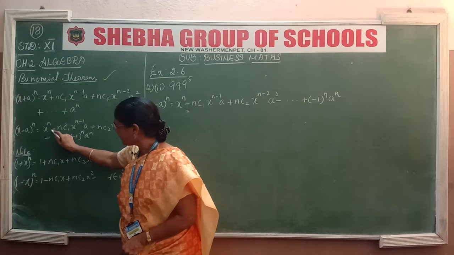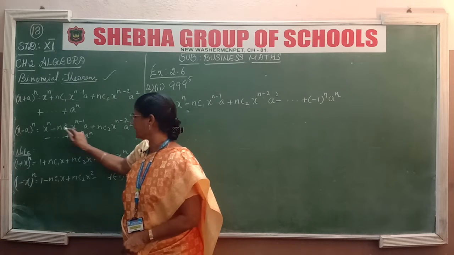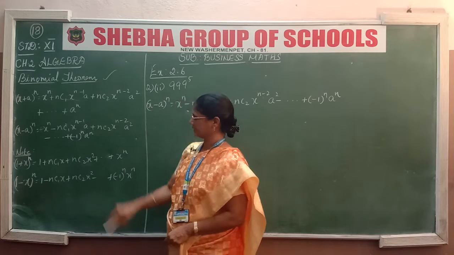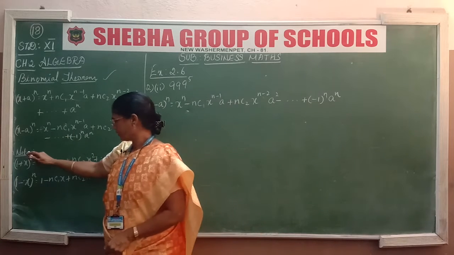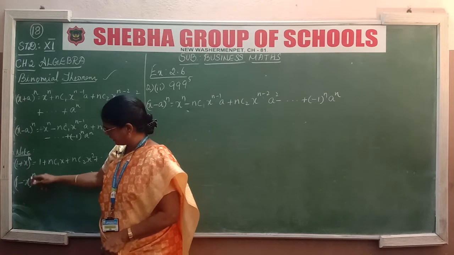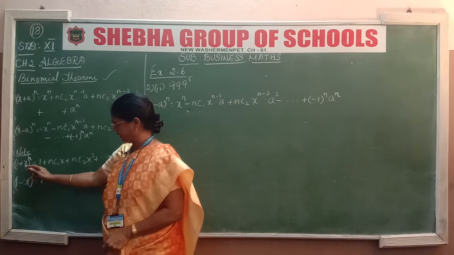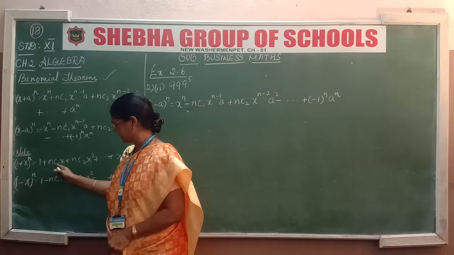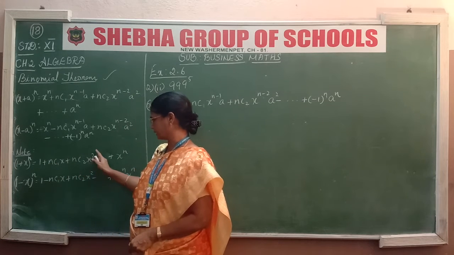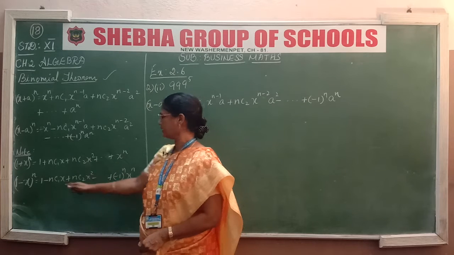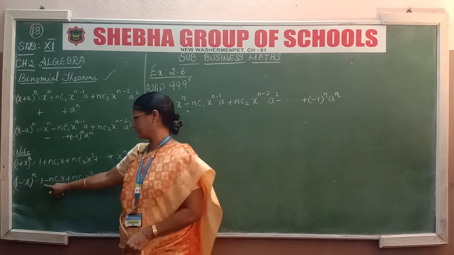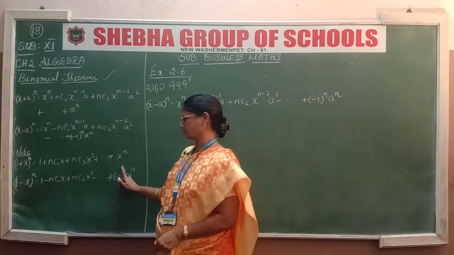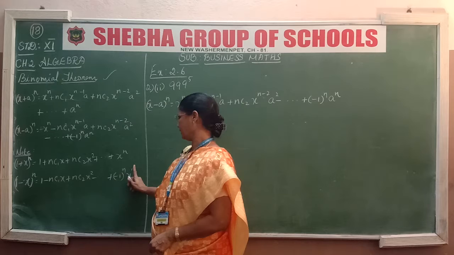Listen carefully, we have the signs alternately, plus, minus, like that. Next you should also read these two formulas. (1 plus x) whole power n equals 1 plus nC1 x plus nC2 x square plus etc. plus x power n. Similarly, (1 minus x) whole power n equals 1 minus nC1 x plus nC2 x square minus etc. plus minus 1 power n into x power n.